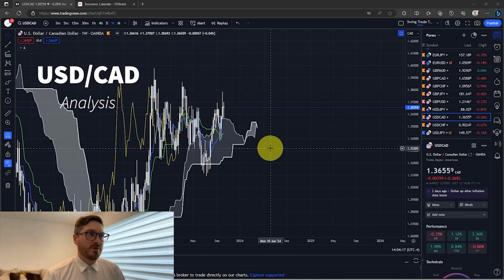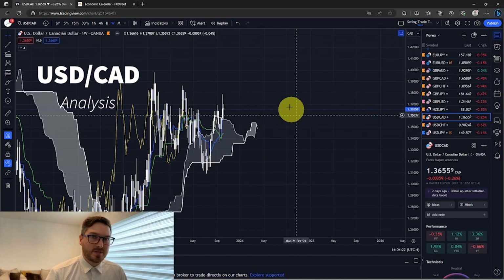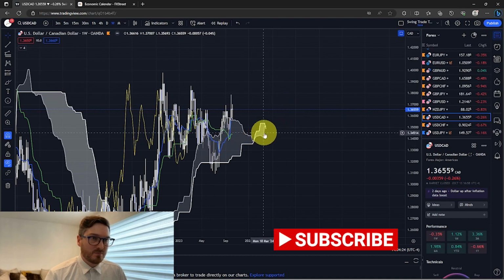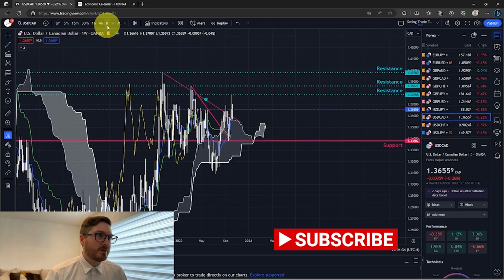Okay guys, we're here, US dollar, CAD on the weekly. And overall, this is marked as a ranging market. We don't really have much of a Kumo cloud structure here. Price just got out of the cloud, and right now everything is flat. But let's look at the daily chart real quick.